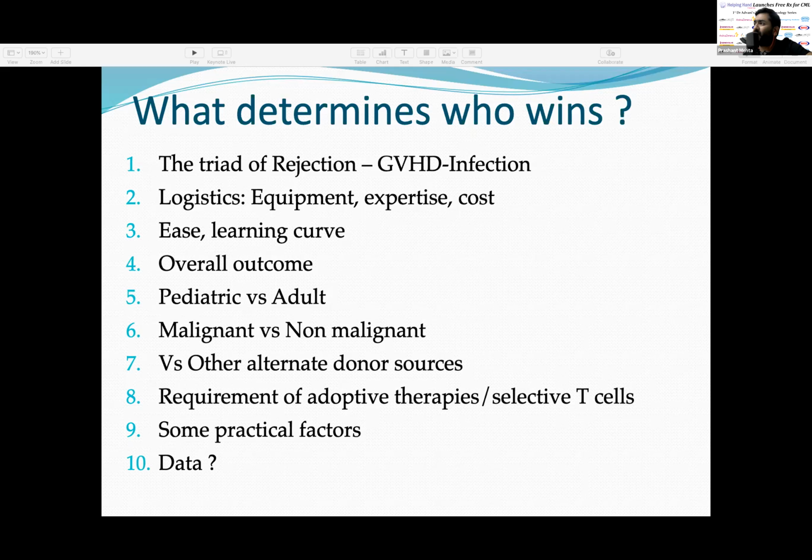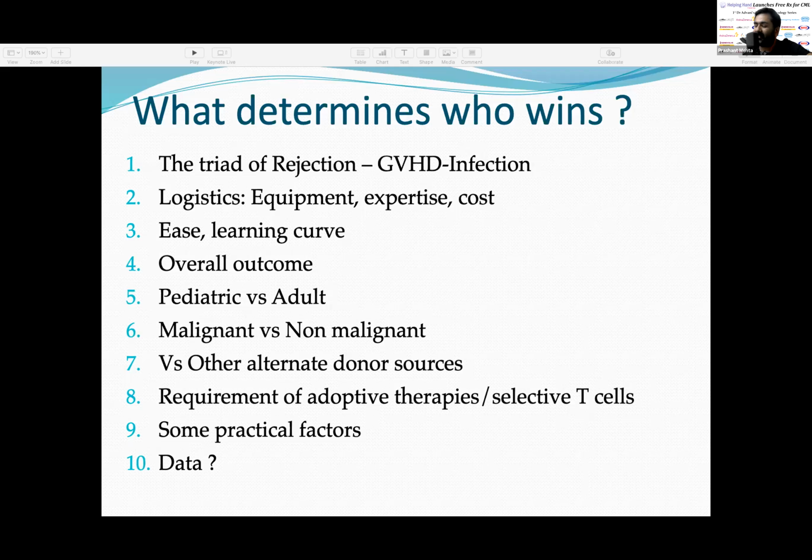So what determines which of these transplant strategies are better actually? We look at GVHD, infections, logistics, ease, learning curve, because this is something new which has come up, the PTCY, although it has picked up a lot, and there's a tsunami of haplos going on in India right now. Pediatric versus adult, there is a difference. Pediatric PTCY does not work as well. The non-malignant, it does not work as well. But yes, the malignancies, myeloid particularly, even with the RIC strategies, does well.